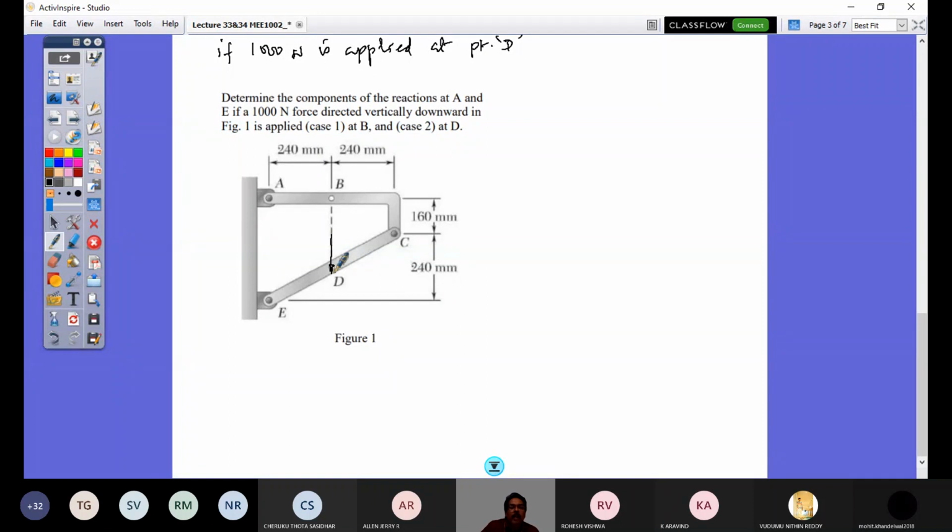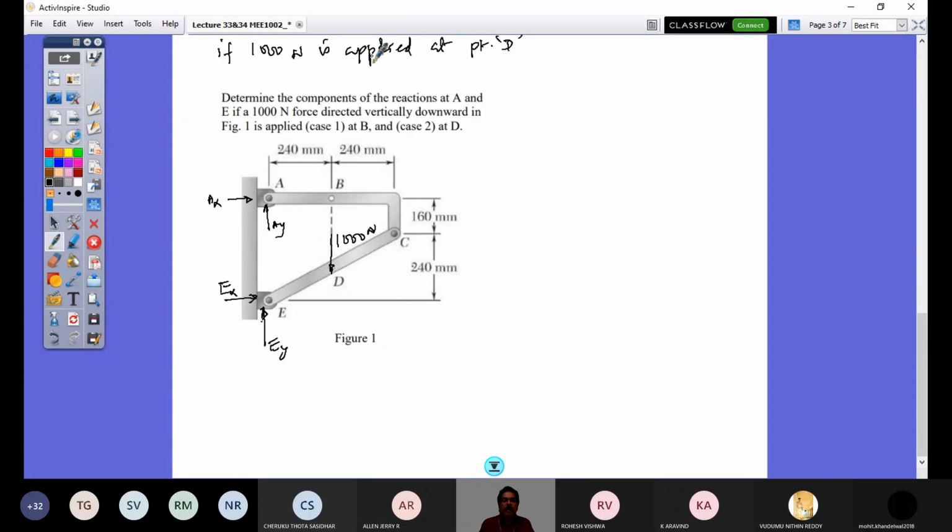If I solve this again, considering this is my AX, AY, EX, EY, see now what has happened. Since this 1000 Newton force is now on this member EDC, it is not a two force member anymore, it becomes a multi-force member, whereas ABC becomes a two force member. At this I have a reaction, and I would have a reaction just opposite to this.